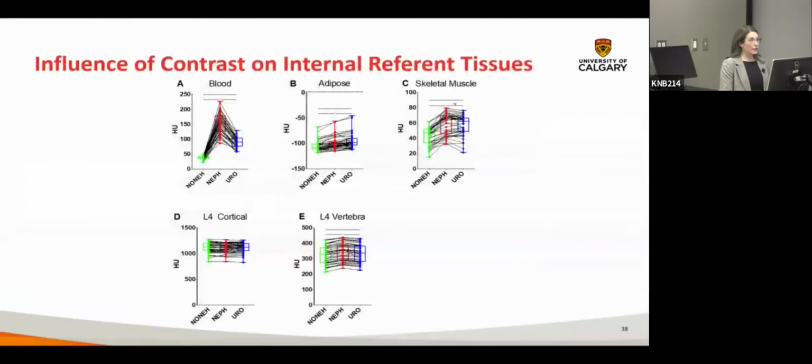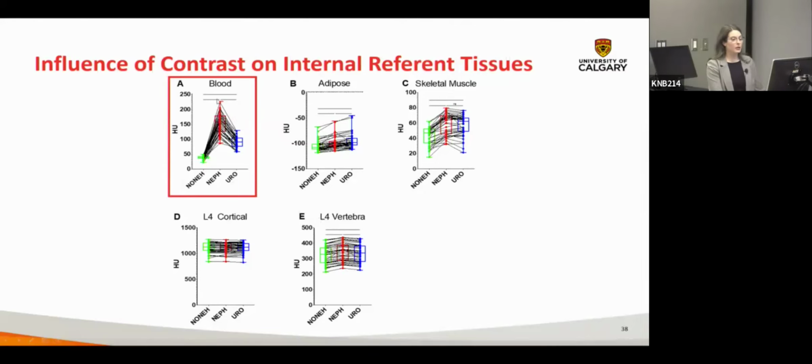So this is just looking at the influence of contrast on those internal reference tissues that I used for the calibration. Although blood was not used, I did include an ROI so I could see how contrast was affecting the blood. You can see there's a very substantial increase during that nephrographic phase, as we'd expect, approximately at that 92nd point post injection, and then it begins to come back down at that approximately 10-minute delay, or the urographic phase, but is still significantly higher than the non-enhanced portion.